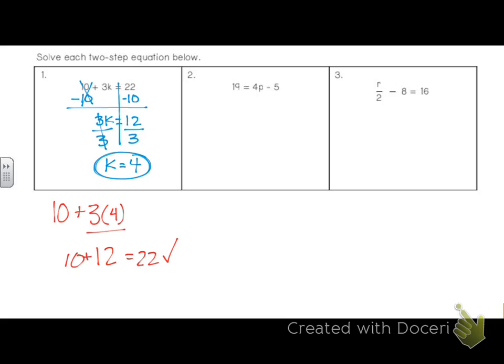Alright, number 2, we are going to first pick out my variable, which is the letter p. And then step 1, I'm going to do any addition or subtraction. So in this problem, I have subtraction. I have minus 5 here. So to undo subtracting 5, I must add 5. So I'm going to add 5 to this side. That's going to go to 0 or cancel. And then I have to add 5 to the other side. So 19 plus 5 gives me 24. And I'm left with 4p on this side.